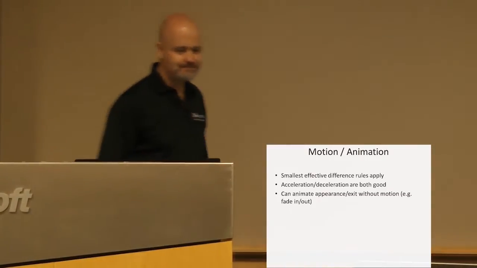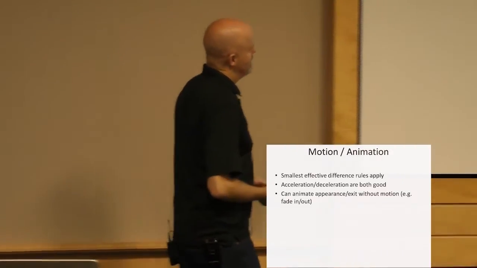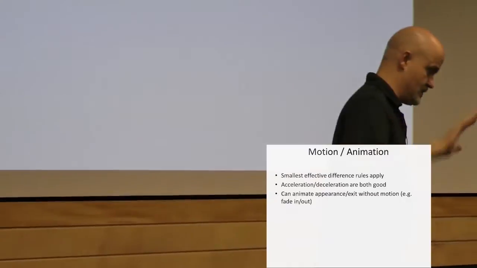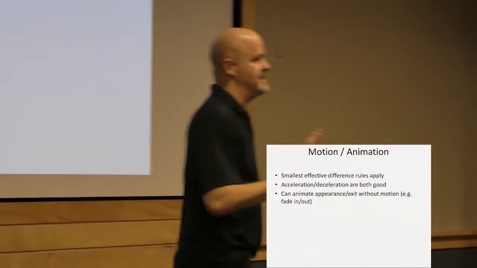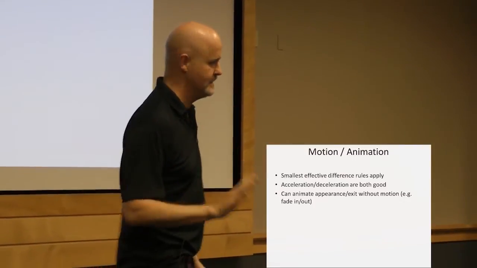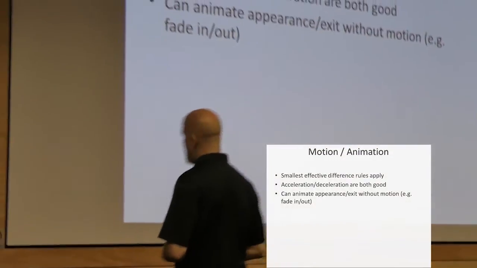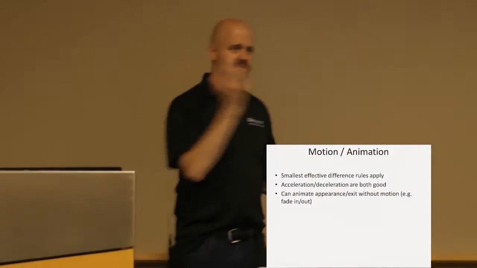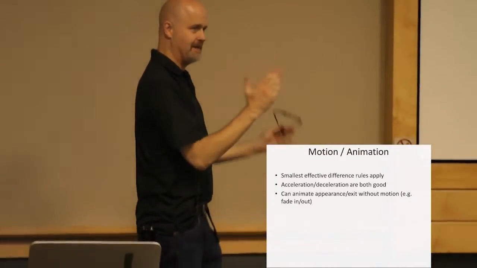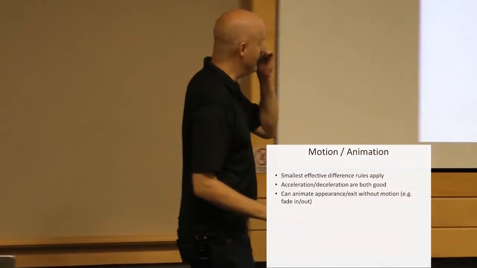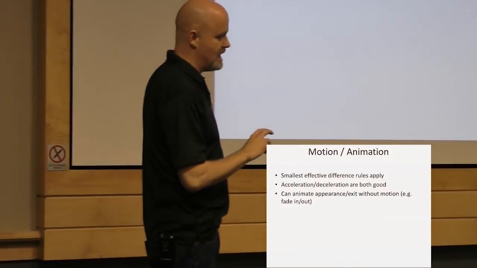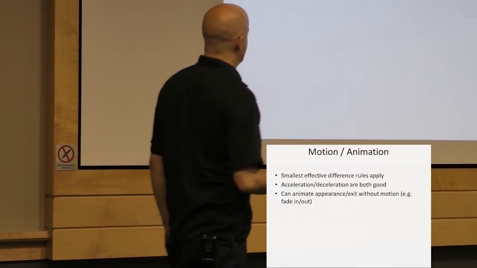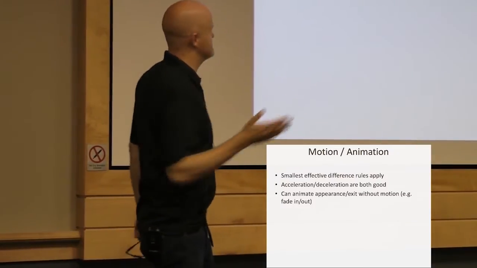Okay, motion and animation. I say smallest effective difference rules apply here. What I mean by that is, if you're going to have animation, let's have it be the smallest amount of animation that is effective. Acceleration and deceleration are both good because they look natural. The way we move uses acceleration and deceleration all the time. If we want to do the robot dance, we stop that, right? Jung, jung, like that. So if we're going to move something across the screen, let it have acceleration and deceleration. And then you can also animate an appearance without motion just by fading in and out.